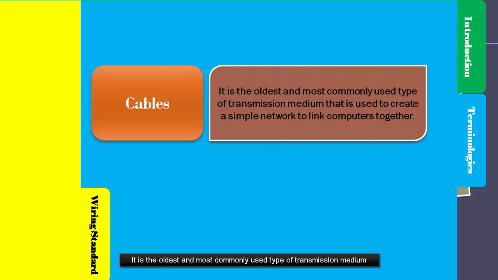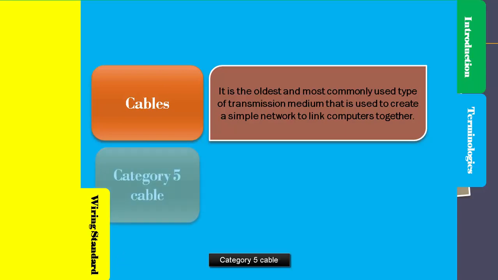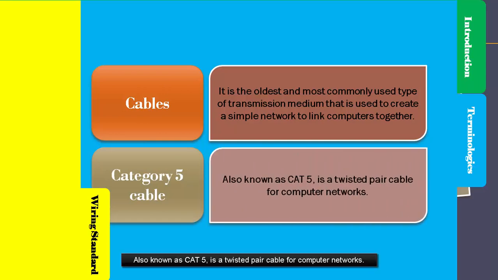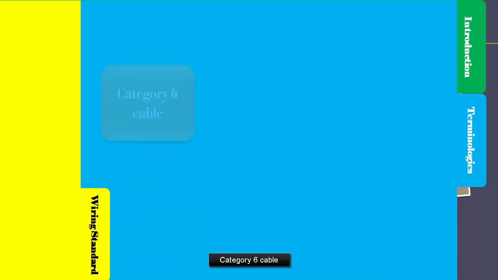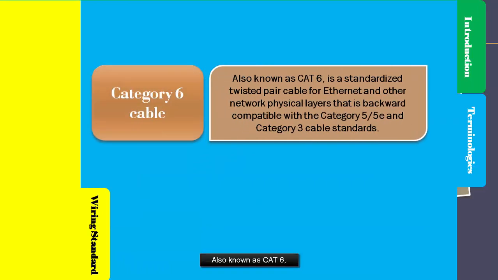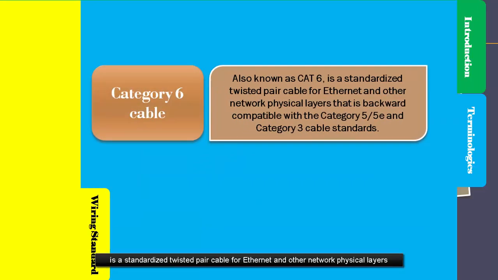Cables. It is the oldest and most commonly used type of transmission medium that is used to create a simple network to link computers together. Category 5 cable, also known as Cat5, is a twisted pair cable for computer networks. Category 6 cable, also known as Cat6, is a standardized twisted pair cable for Ethernet and other network physical layers that is backward compatible with the Category 5, 5E, and Category 3 cable standards.